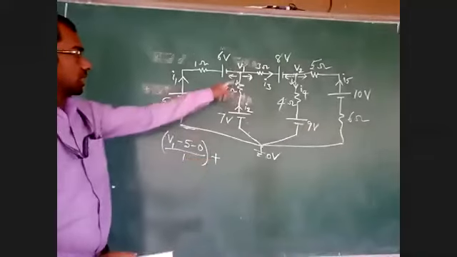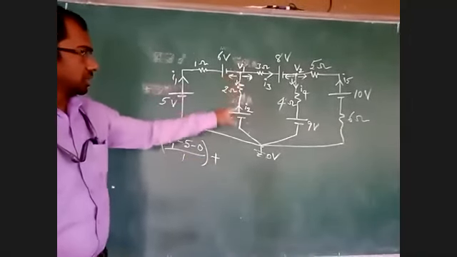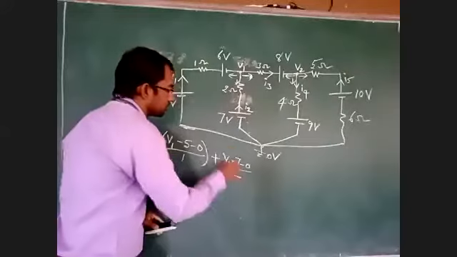Okay. Plus, the arrow is moving away from the node. V1 minus 7 minus 0, divided by 2.